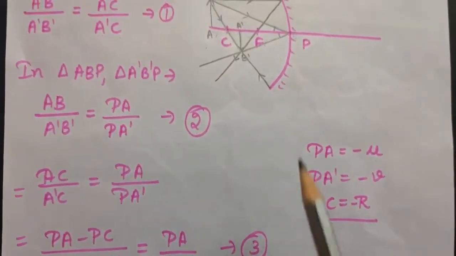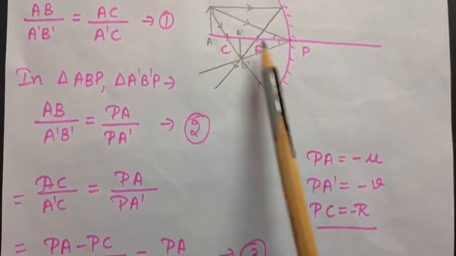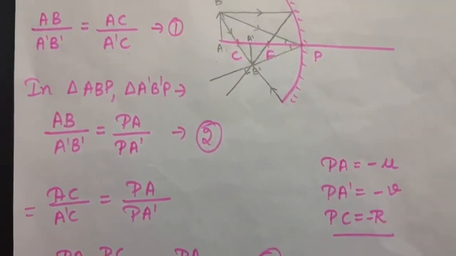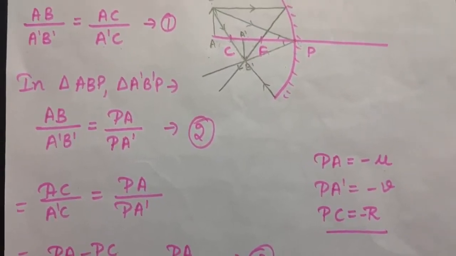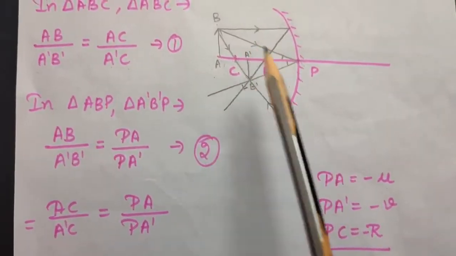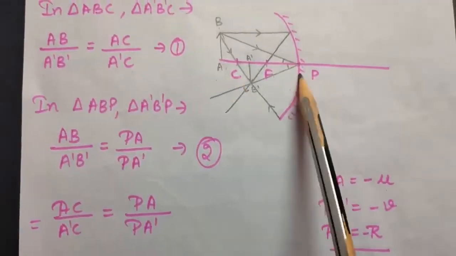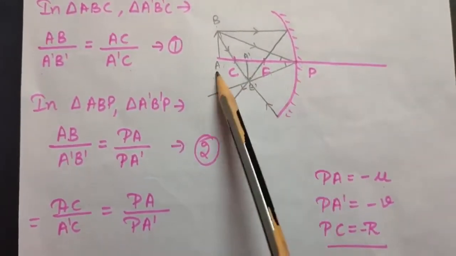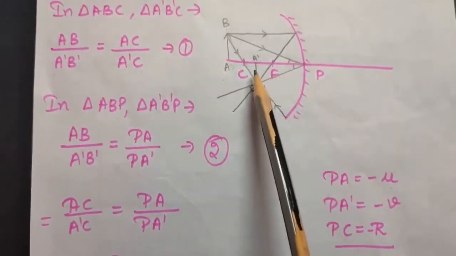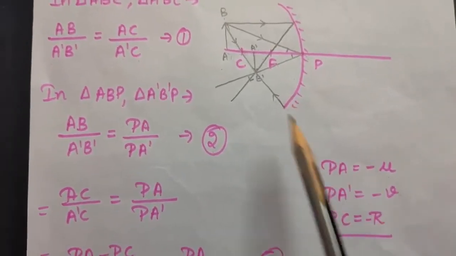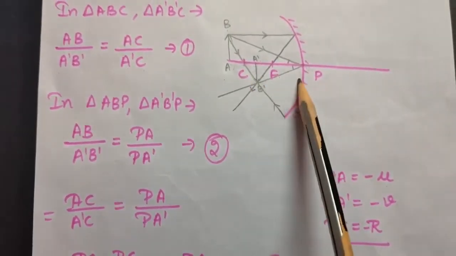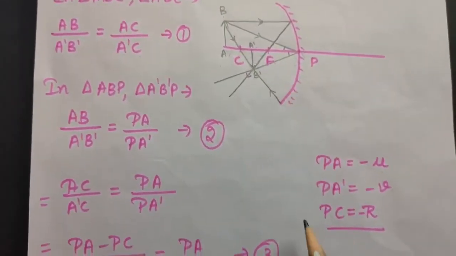Now look again in the diagram. PA is nothing but the distance of the object, and this is U, because we will be denoting the distance of the object by U, and the distance of the image from the pole will be V. Because this is the direction of incident light, in this direction all the distances will be negative. So your PA will be minus U. PA' is nothing but the distance of the image from the mirror, so this will be minus V. And PC, that is the distance between the center of curvature and the pole, is called the radius of curvature. So PC will be minus R.